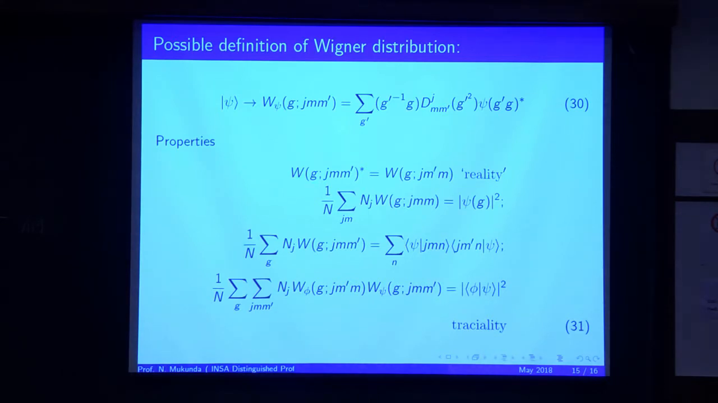The analog of reality for the Wigner function is here. The marginals for position probabilities is here. This is the marginals property for momentum, suitably generalized, and this is the traciality condition. So all these ideas are there.